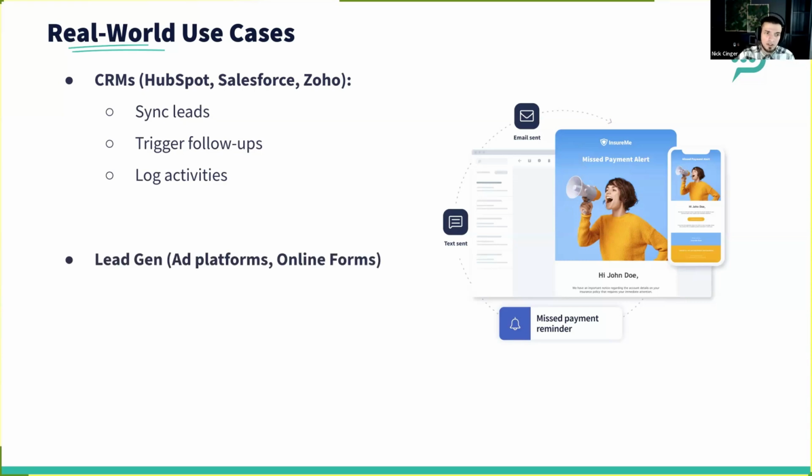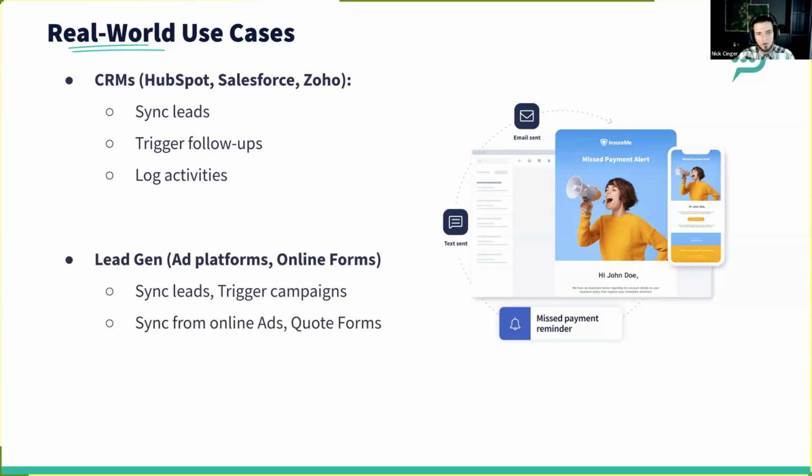If you're using some sort of lead gen platform, like an ad platform or online forms or anything else, again, you can sync leads, you can trigger campaigns in those platforms, or you can sync data submitted in those forms into your system, right? So you can post the quote information in an activity or a note or an abeyance into your system, and then your brokers can action on it. Or you can chain it with other events and post it to your Slack. I mean, even besides that.